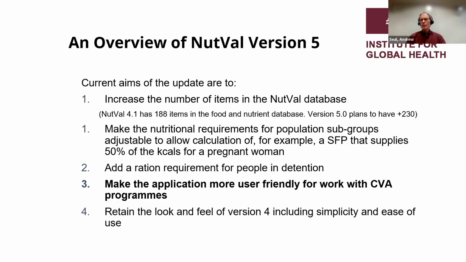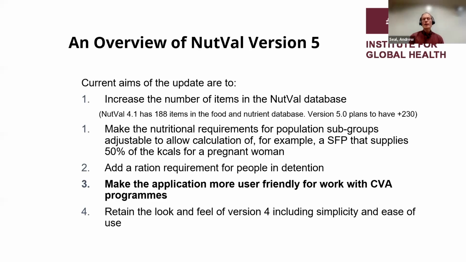That's for the general population, but in the new version we're proposing that we can adjust that percentage requirement for all of the different population groups. For example, for children, how much food do we need to supply to meet 50% of their needs? Or, as in the example shown on the slide, for pregnant women, how much would we need to supply to meet 50% of the kilocalories for a pregnant woman? So that's a new feature.